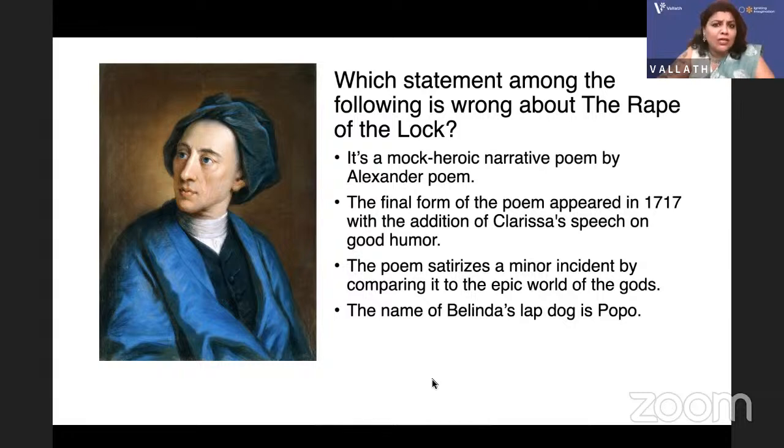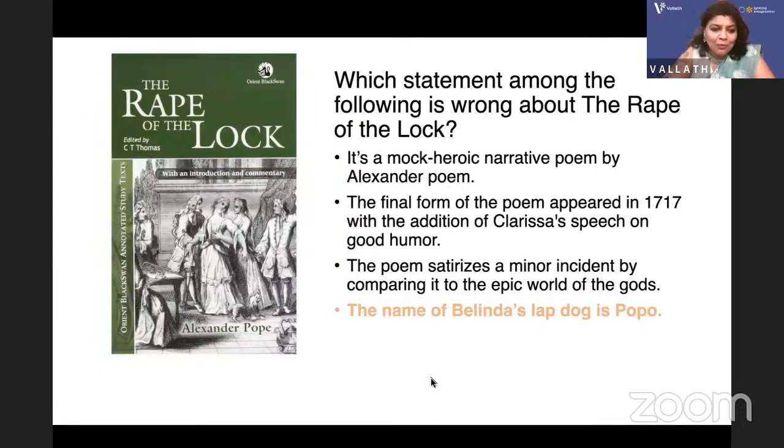Belinda's dog is Shock, isn't it? Yes. Ankita, I got a shock when you said Popo. It is not Popo. Shock is the dog who licks her awake in Canto 1.